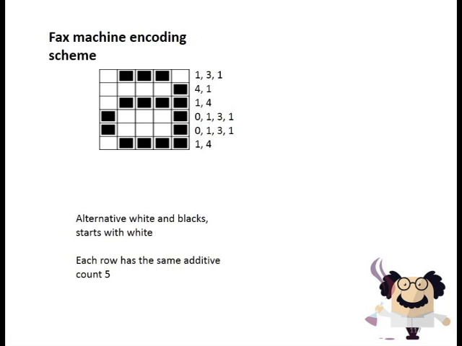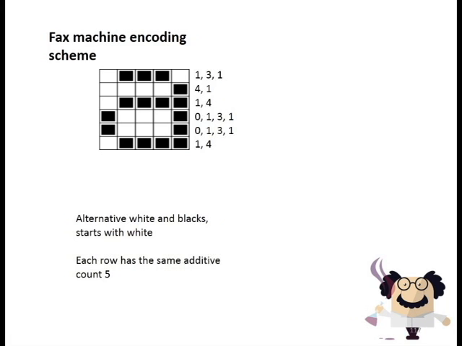Check the first row of the pic shown. We have one white box followed by 3 black boxes and then one white box. So given 1, 3, 1. The total count, adding 1 plus 3 plus 1, is 5, which means the first row is completed. Second row starts with 4 white boxes then 1 black box. So given 4, 1. If you add them, it makes 5.